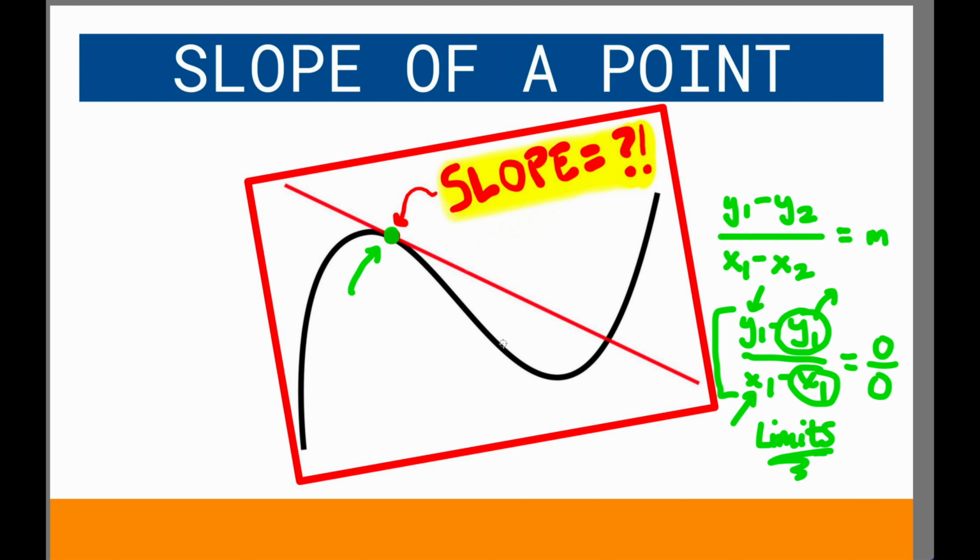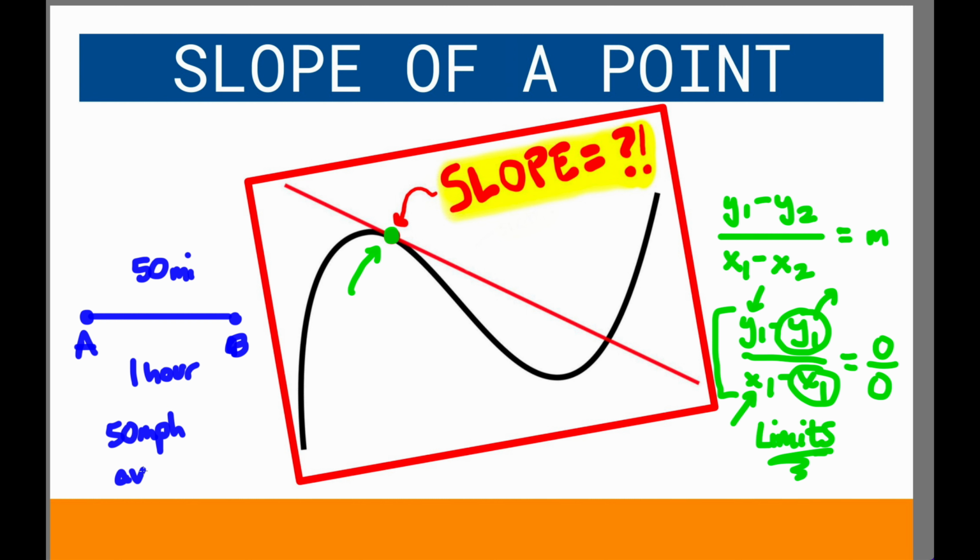One way of thinking about it is, if you were driving down a road. Let me draw this out for you. Let's say you started here at point A, and you went to point B. The distance between these is 50 miles, and it took you 1 hour to go those 50 miles from point A to point B. On average, you went 50 miles an hour. That would be your average rate of change. I'm just going to write ROC, average rate of change.